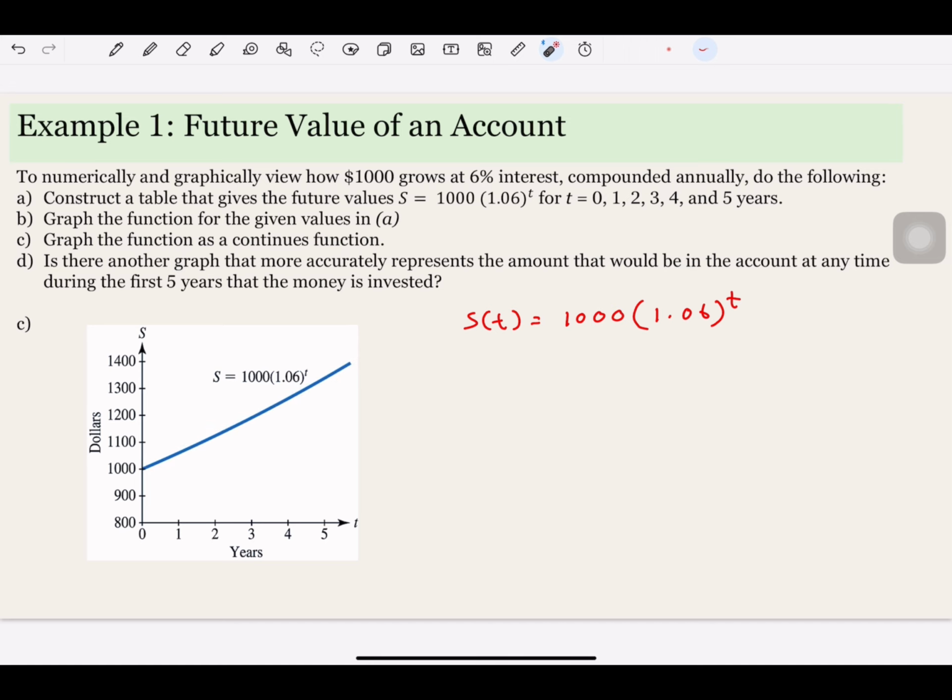This continuous curve gives a more complete picture of how the investment grows at any moment during the 5 years, not just at the end of each year.